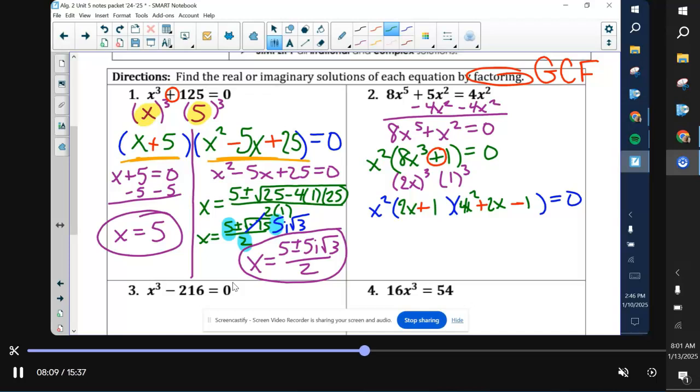When you factor it down, you have the x squared on the outside, 2x plus 1, and then 4x squared plus 2x. Oops, should be a minus. Forgot soap. And then that's a plus.